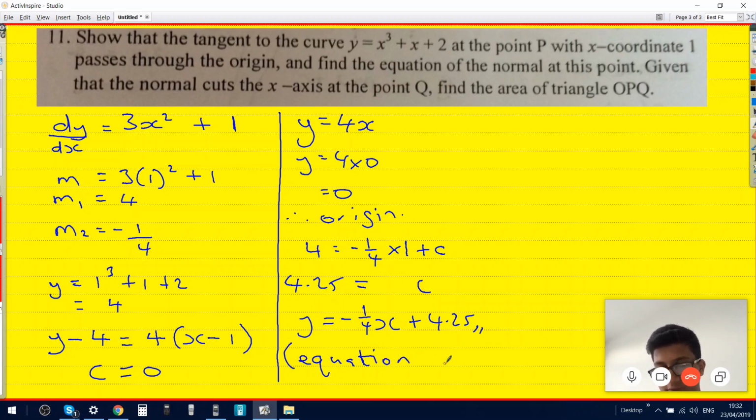Now what? So we've got the equations of the tangent. And given that the normal cuts the x-axis at point Q, find the area of triangle OPQ.